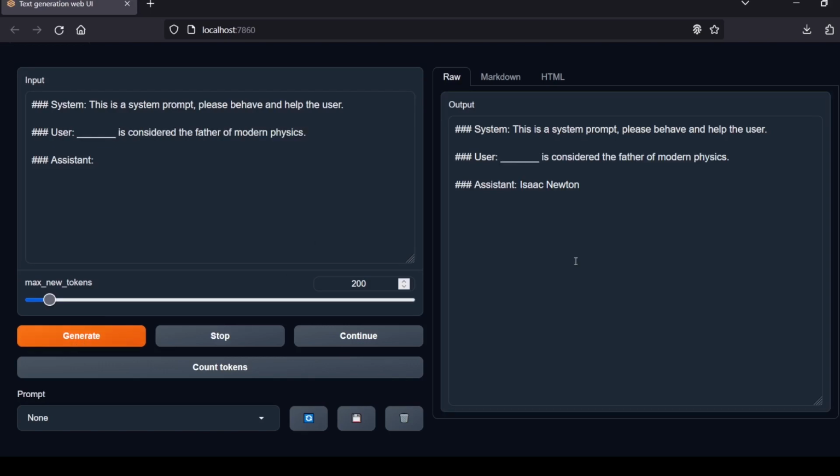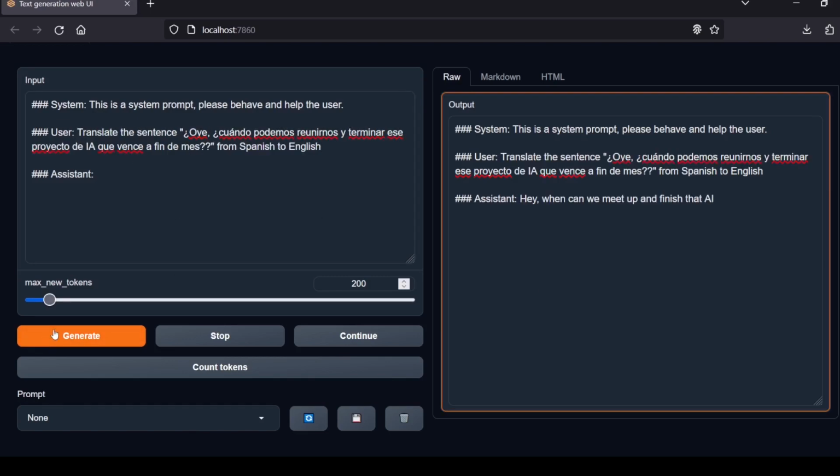Blank is considered the father of modern physics. Correctly filling in the blank with Isaac Newton, identifying him as a founder of modern physics. Lab rating, pass. Next question. Translate a Spanish sentence into English. It accurately translated the Spanish sentence into English, demonstrating multilingual ability. Lab rating, pass. Next question.